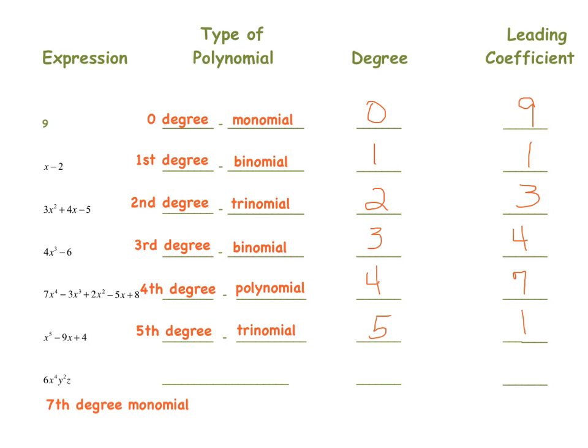Now let's talk about this last expression. We have 6x to the 4th times y squared times z. Now, this would be a 7th degree monomial.